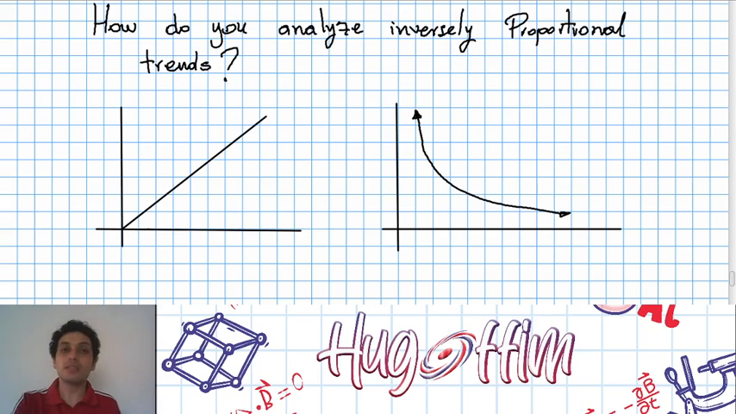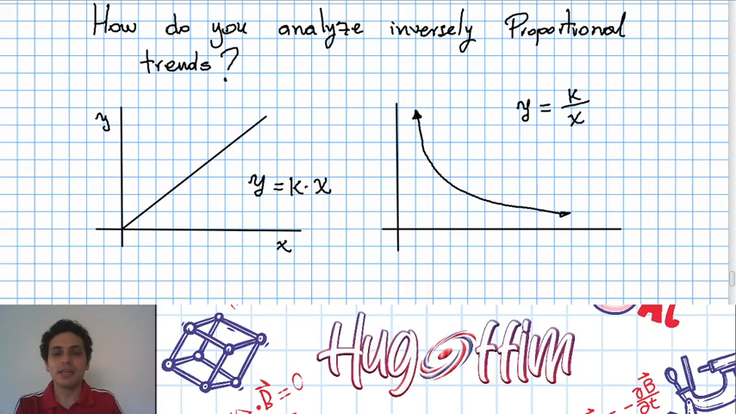If you want a relation, a function rule, the directly proportional trend will be a constant times x, and the inversely proportional trend will be the constant divided by x. So this is the difference between directly proportional and inversely proportional.